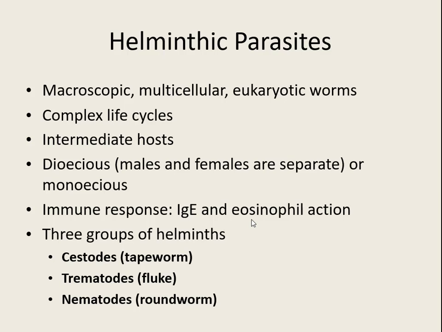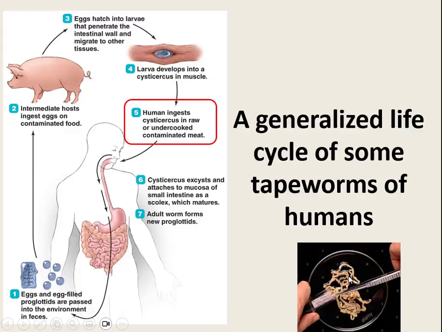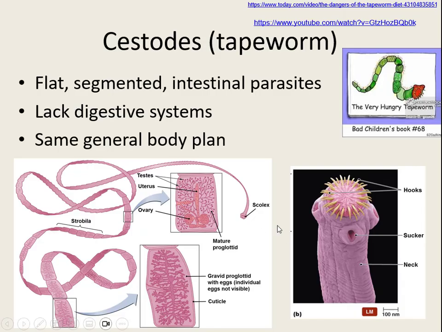Now there are three groups of helminths. There are cestodes, more commonly known as tapeworms, trematodes, more commonly known as flukes, and nematodes, more commonly known as roundworms. So we're going to start at the top up here with our cestodes or our tapeworms and work our way down. So cestodes are tapeworms.